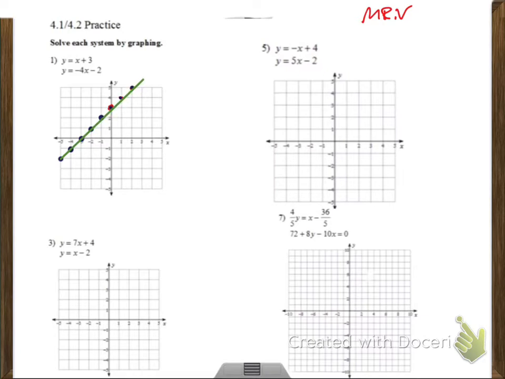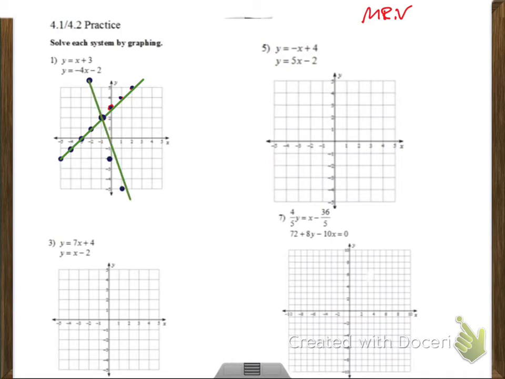Then the second one is negative 4x minus 2, so I go to negative 2, and I put my first dot there. Slope is negative 4 over 1, so I go down 4 and to the right 1. So there can be a spot there, and then up 1, 2, 3, 4. So my spot would be right there. And then my last one would be probably about right there.